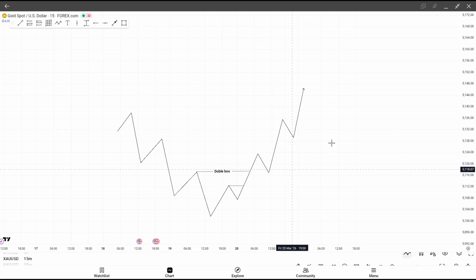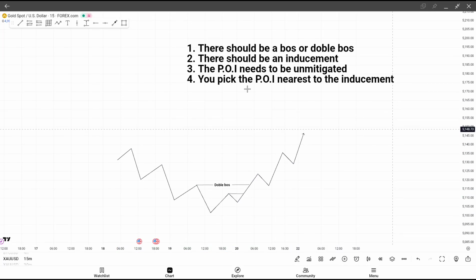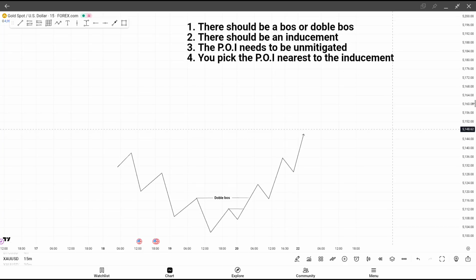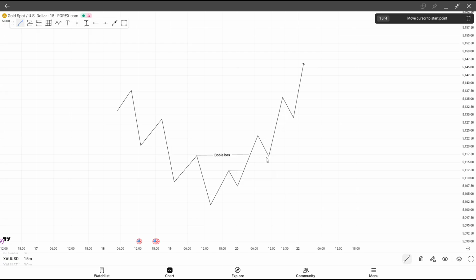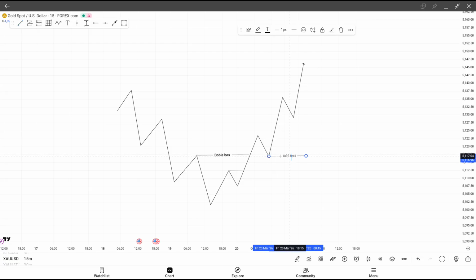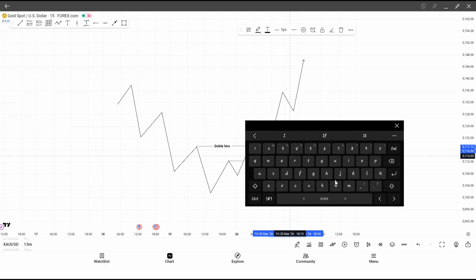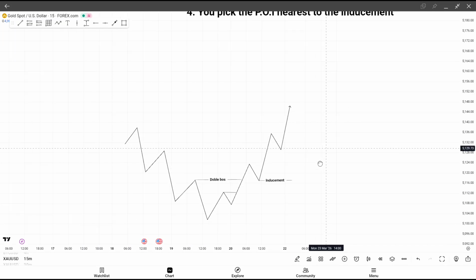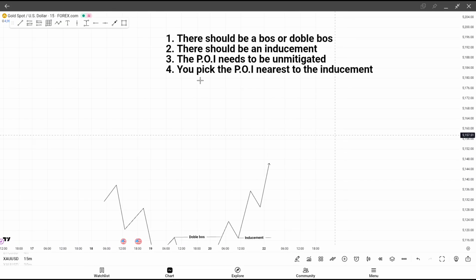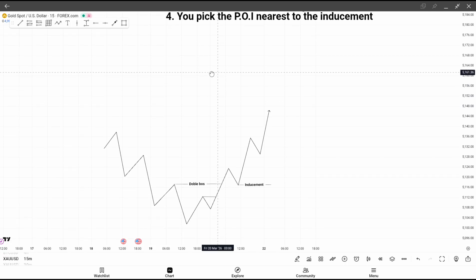The second rule says there should be an inducement. We got our inducement here. Simple, right? Very simple to follow. You don't have to complicate it too much. After this example, we go to the real market for you guys to see how it works. And the third rule says the point of interest needs to be unmitigated.